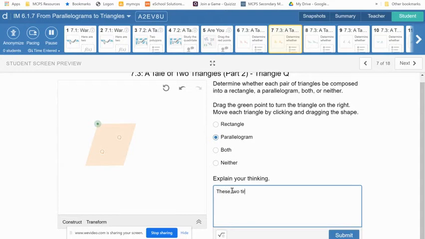These two triangles create a parallelogram because it has two sets of parallel lines. It cannot be a rectangle because it does not have any 90-degree angles, period.